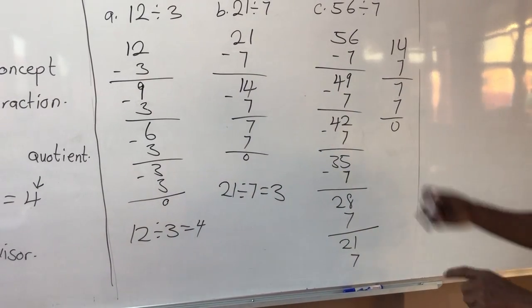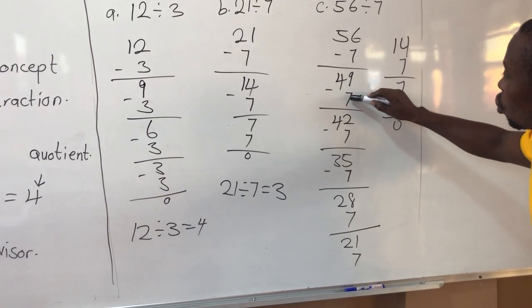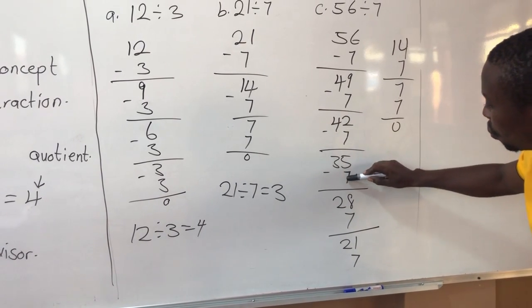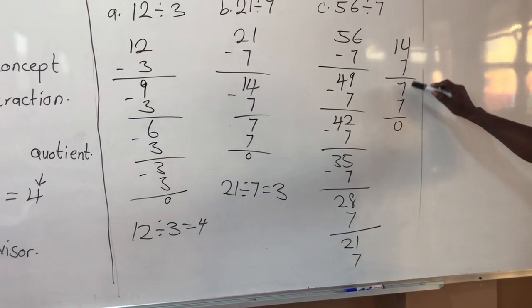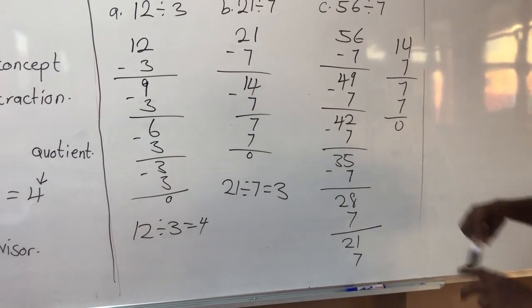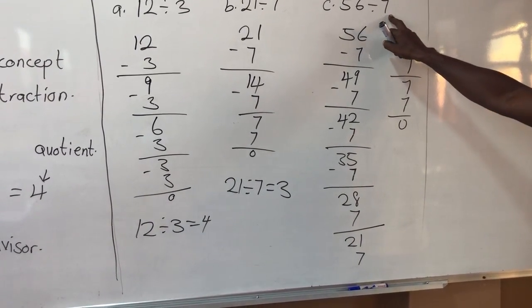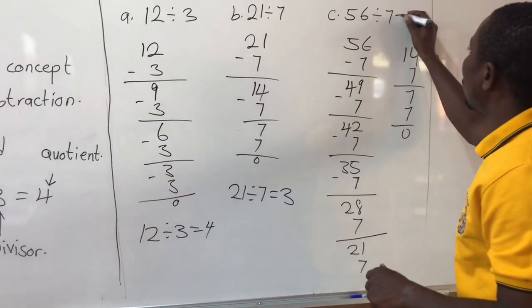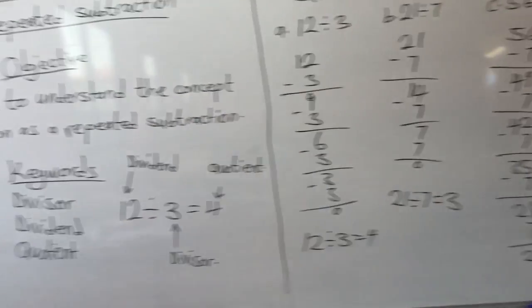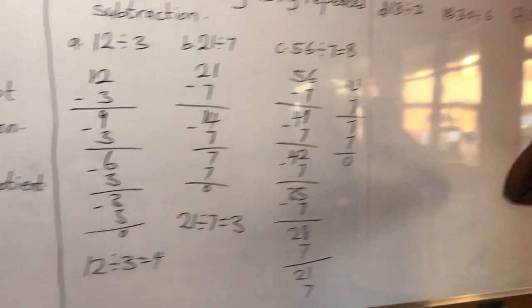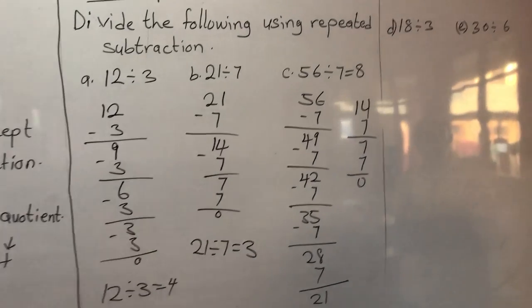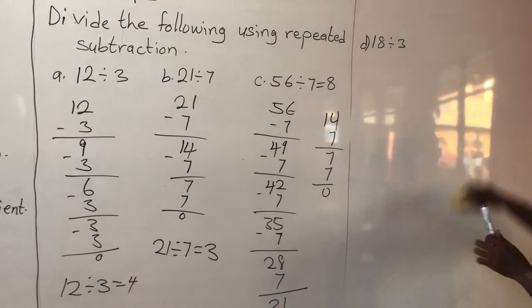Now from here we continue to count the number of times we subtract the divisor from the dividend. Okay? So now we have 1, 2, 3, 4, 5, 6, 7, 8. Okay? So 56 divided by 7 will give us 8. Good. Now let's look at the last example.